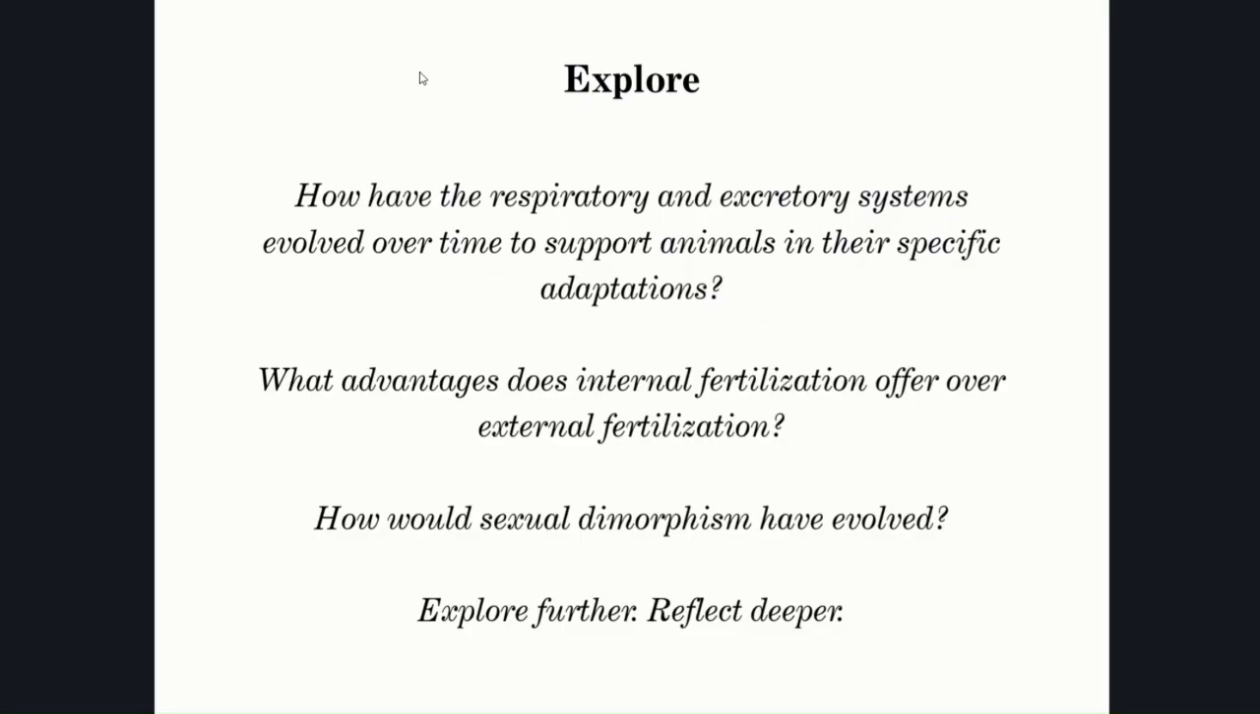How have the respiratory and excretory systems evolved over time to support animals in their specific adaptations? What advantages does internal fertilization offer over external fertilization? I mean, why do certain animals release gametes out into the water while others release them inside the body? There might be certain advantages as well as disadvantages of both methods. Try to explore that. How would sexual dimorphism have evolved? Why evolve it in the first place? Why not go with the asexual mode of reproduction? Why go for the sexual mode of reproduction? Do ask these questions, explore further and reflect deeper until we meet in the next section or the next video.